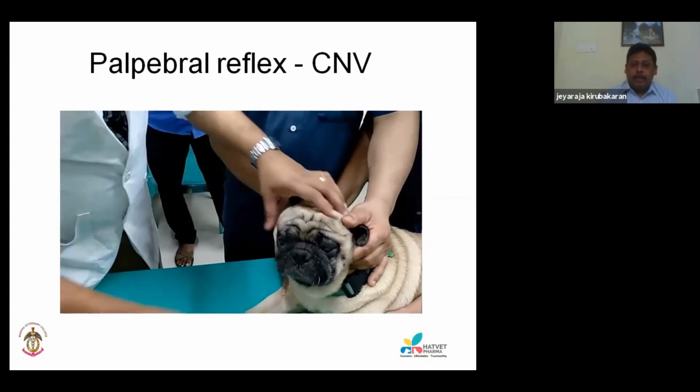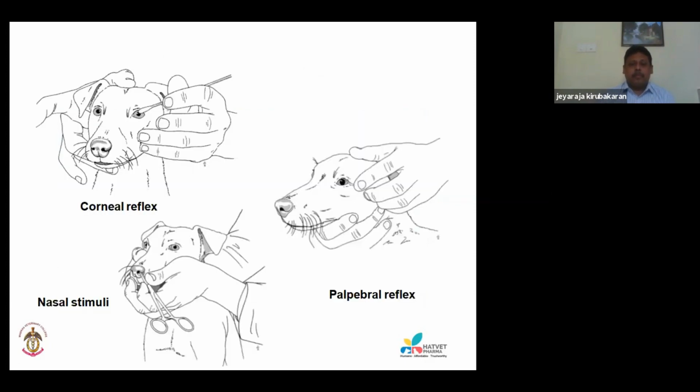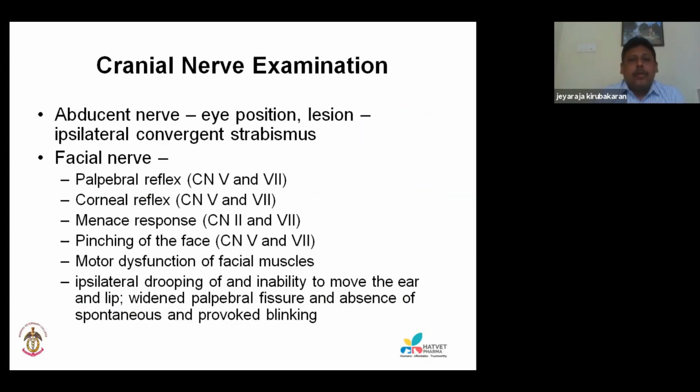Okay. Then, you have abducent. Abducent, you check the eye position. If there is any lesion, then you have an ipsilateral convergent strabismus on the affected side. And to test the facial, you have to do a palpebral, corneal, menace, pinching of the face, and if there is any facial nerve involvement, then there will be an ipsilateral drooping of the affected side, and it cannot move its ears, lips, and also its eyes will be open like this.